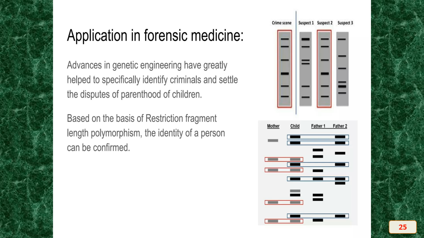So here you can see that the crime scene is there. Then suspect 1, suspect 2, suspect 3 can be matched with that of the child. Then the one which matches highest is identified as the father.